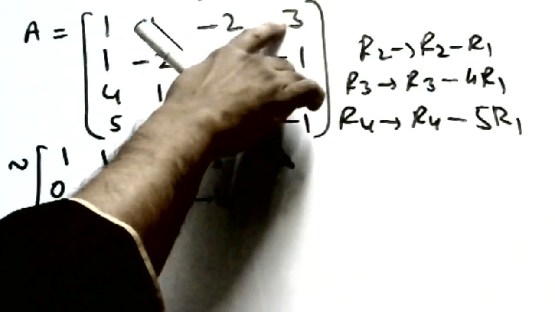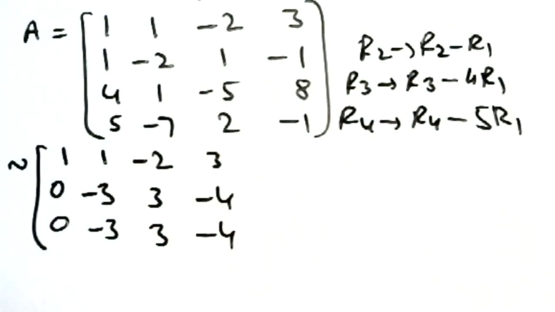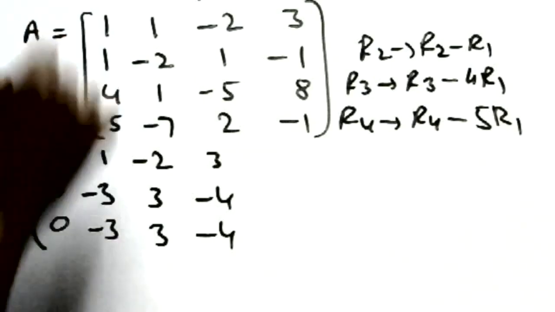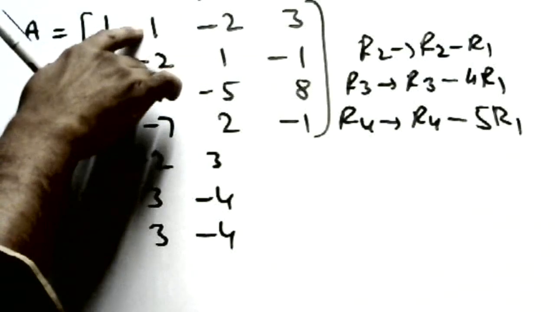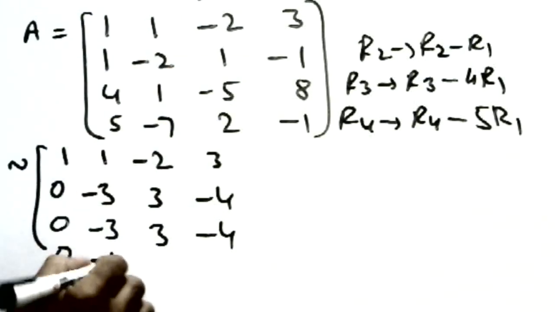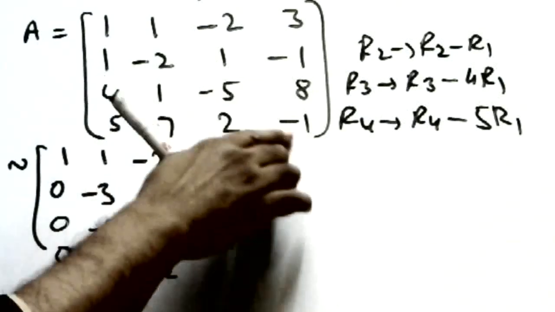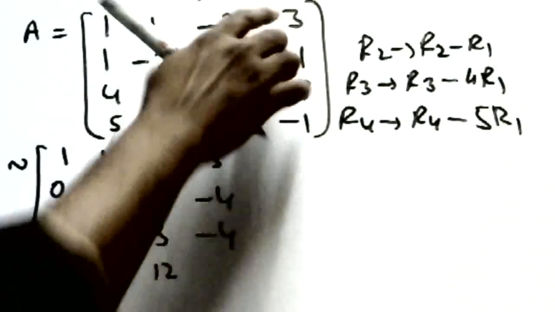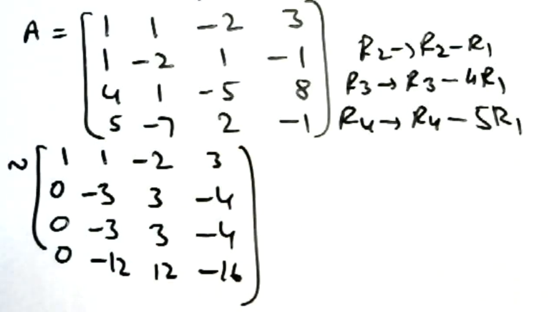Now here, what is the formula? R3 minus 4R1. 4 threes are 12, 3 minus 12 is minus 4. Now next one is R4 minus 5R1. 5 ones are 5, 5 minus 5 is 0. 5 ones are 5, minus 7 minus 5 is minus 12. Minus 1 is plus 10 plus 2, 12. So here minus 3 minus 1 minus 15 is minus 16.